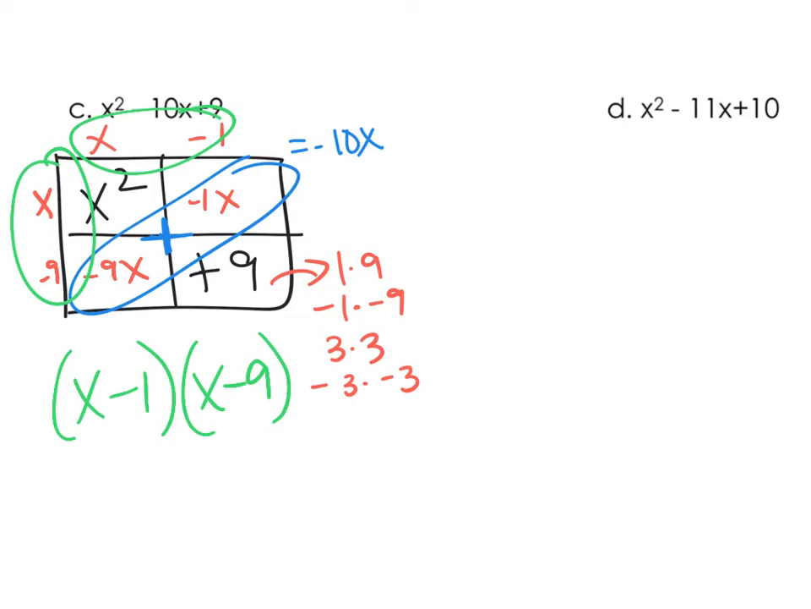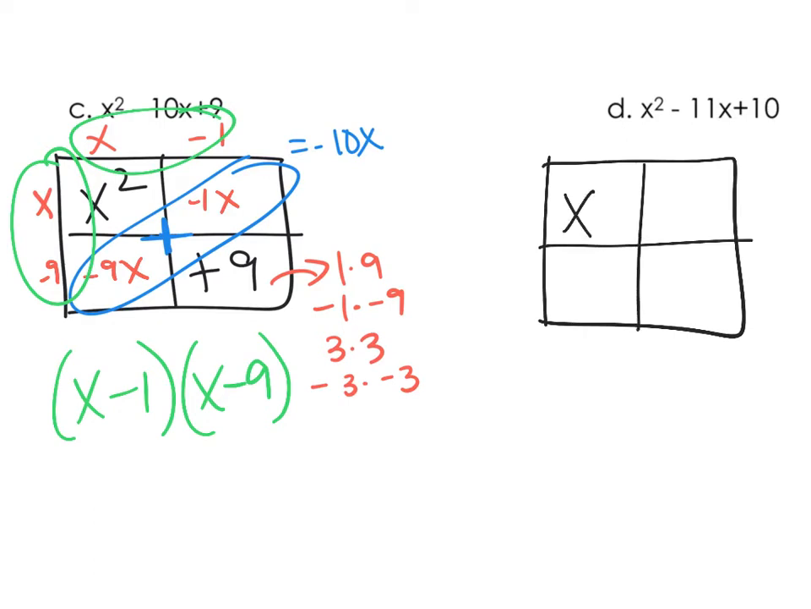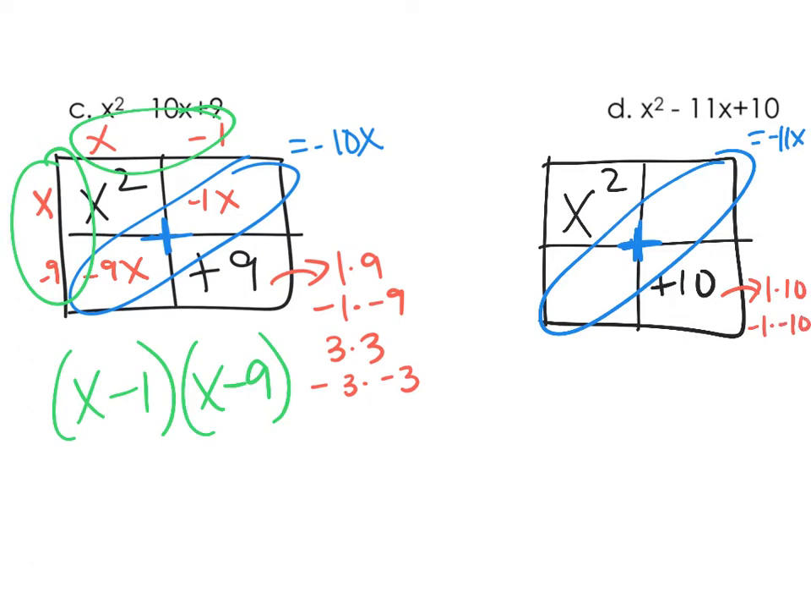Last example in this section, we have our box set up, x squared, a positive 10, and our diagonals we're supposed to add to be a negative 11x. So our multiples of 10: 1 times 10, or negative 1 times negative 10, 2 times 5, or negative 2 times negative 5. So when I go to figure this out, what multiplies to be x squared was that x and x.